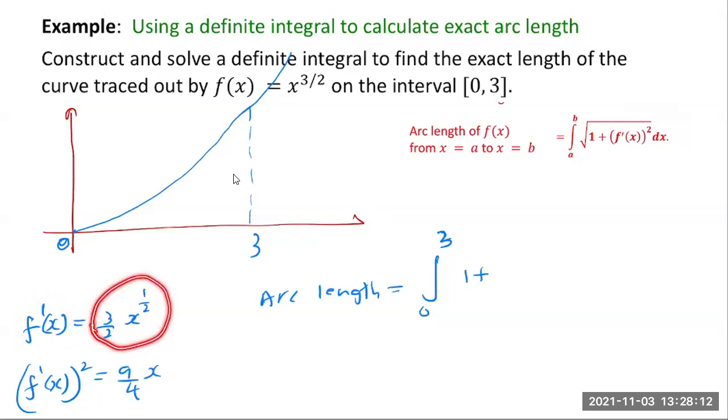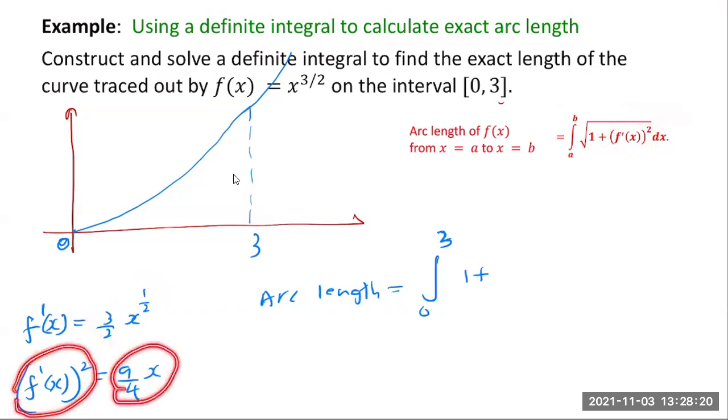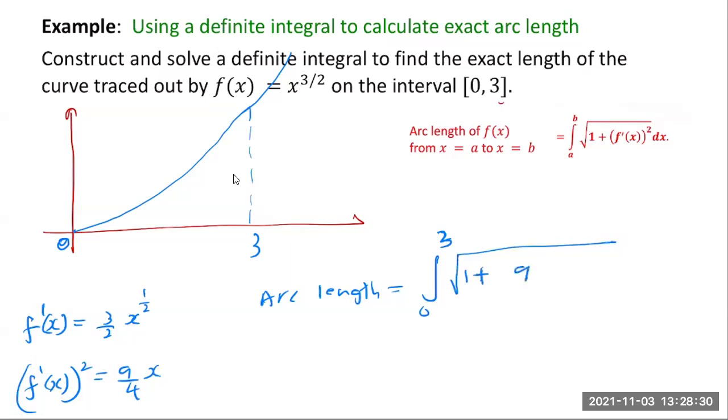And then remember, in the formula, you need f prime of x squared. So I calculate f prime of x squared right here. That is 9 over 4 x. So now I can go with this formula. This is going to be equal to the integral of the square root of 1 plus f prime of x squared, that is 1 plus 9 over 4 x, dx.